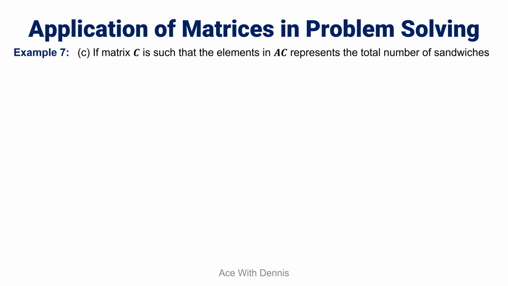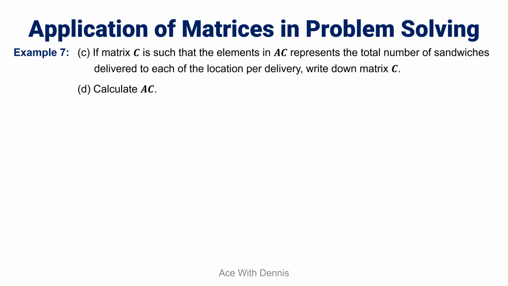Question C. If matrix C is such that the elements in AC represent the total number of sandwiches delivered to each of the locations per delivery, write down matrix C. D. Calculate A times C. So here's the solution for C. Since we want to calculate the total number of sandwiches delivered to each location per delivery, we have to add all the elements together. Hence, matrix C will be a vertical matrix where all the elements are ones.